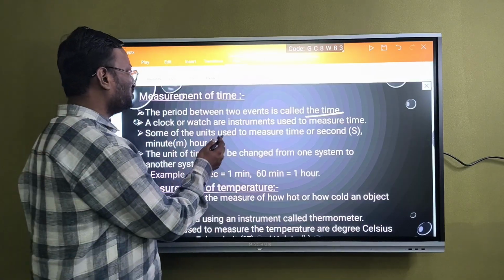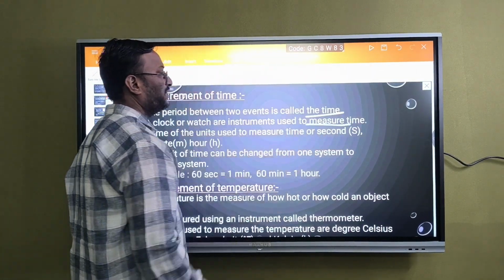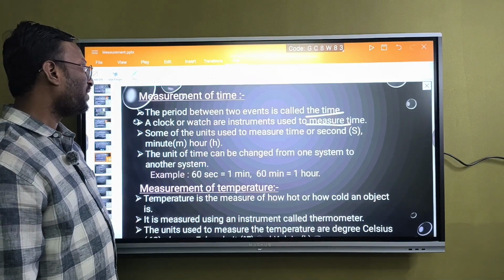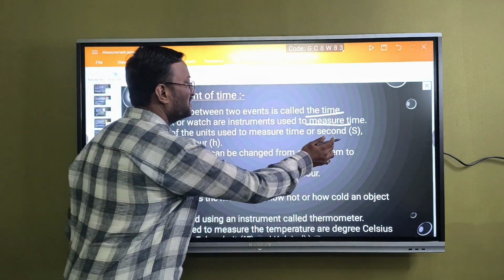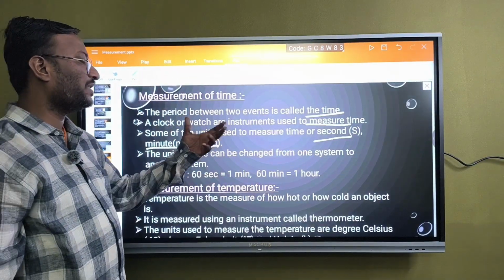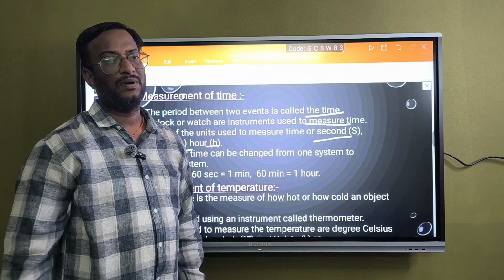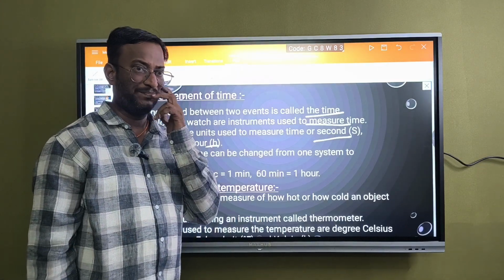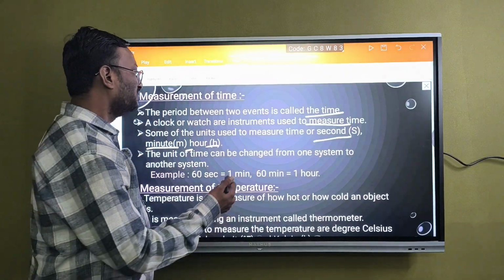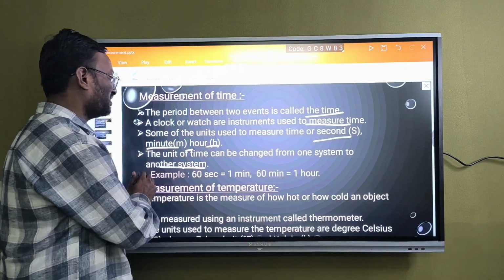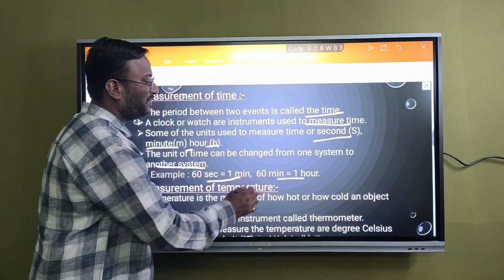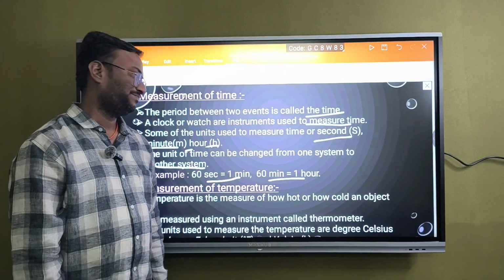A clock or watch is an instrument used to measure time. In order to measure time, what are we going to use? A clock or watch. Some of the units used to measure time are second, minute and hour. So these are the 3 units we are going to use. The unit of time can be changed from one system to another system. That is, 60 seconds is equal to 1 minute and 60 minutes is equal to 1 hour.